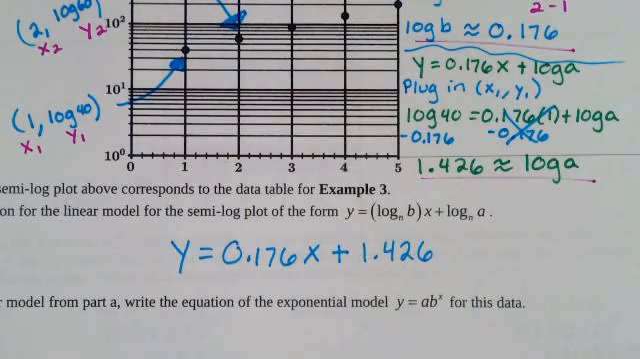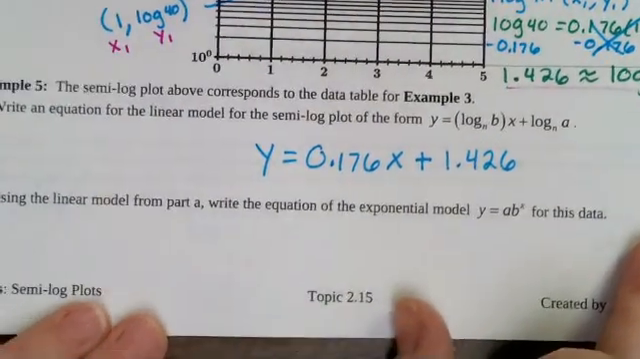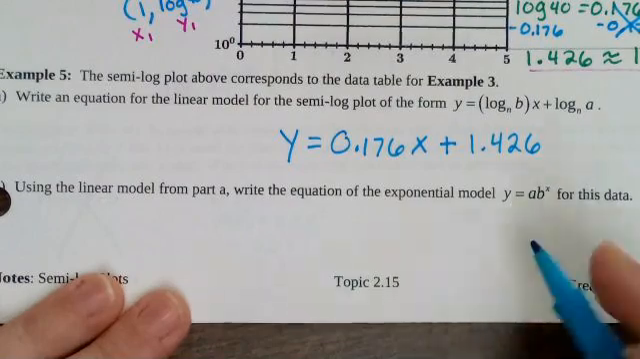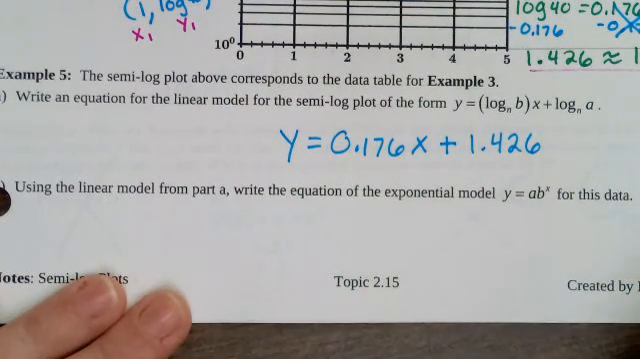Now that we've done that part, on to the slightly more challenging part, that is the easier part. Now that we've done the challenging part, they're asking us to now write an equation in exponential form, y equals a times b to the x power. So we're going to write in that format.